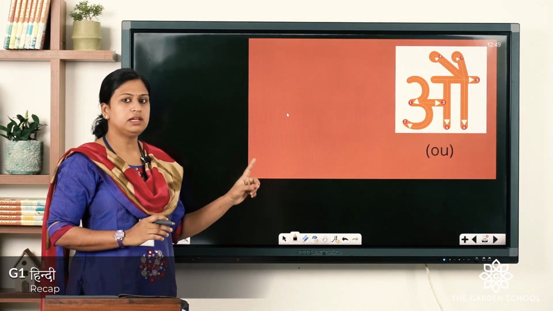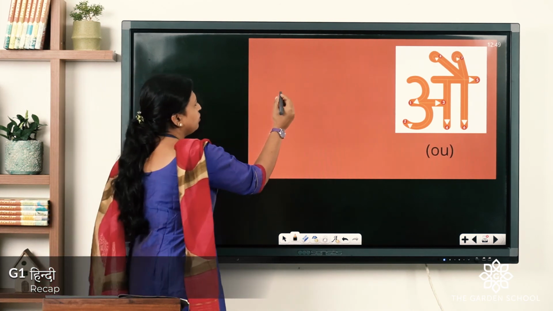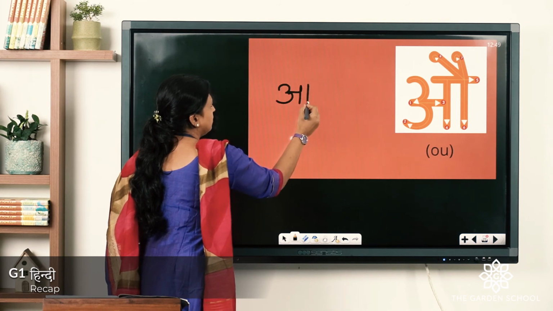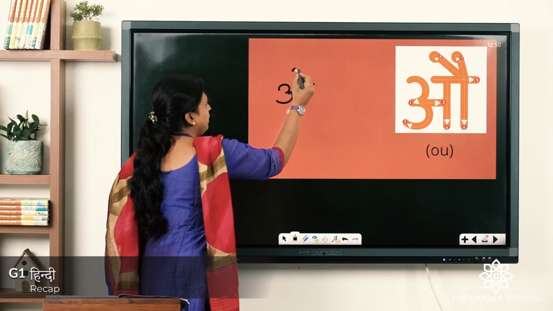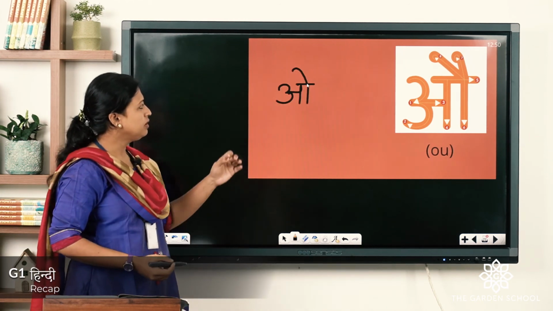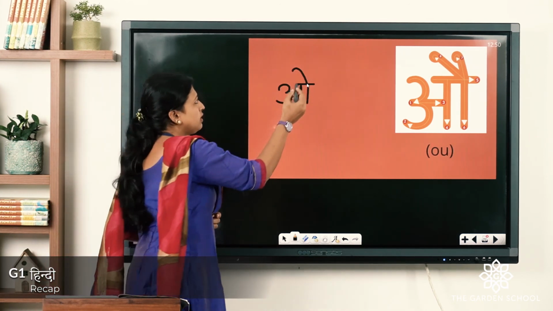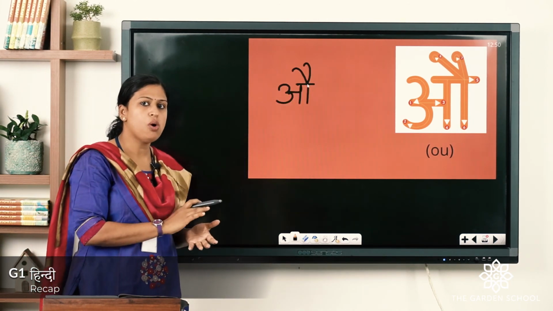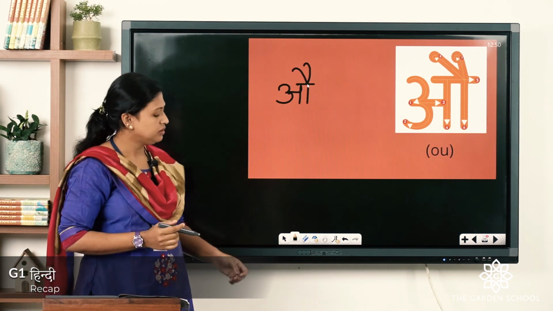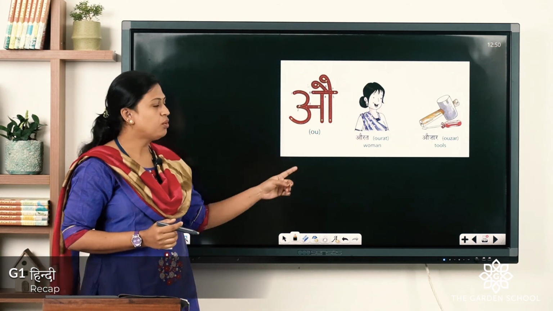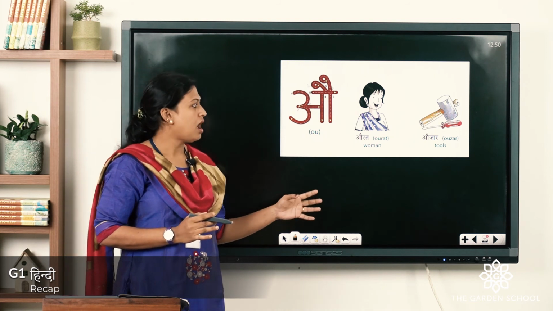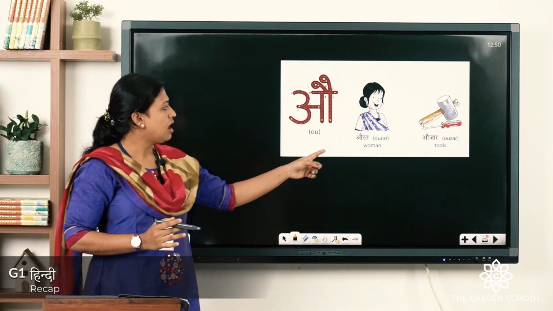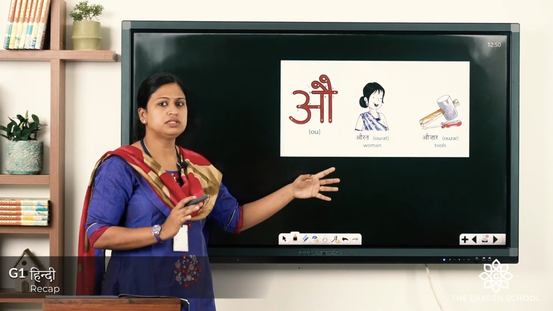Now the next vowel is Ow. Same way, A. Remember we wrote O like this, no? Now here one more string will come. There are two strings here. That is the only difference between O and Ow. Now let's see a few words. Aurat, woman. Auzar, that means tools. So here Aurat, Auzar.